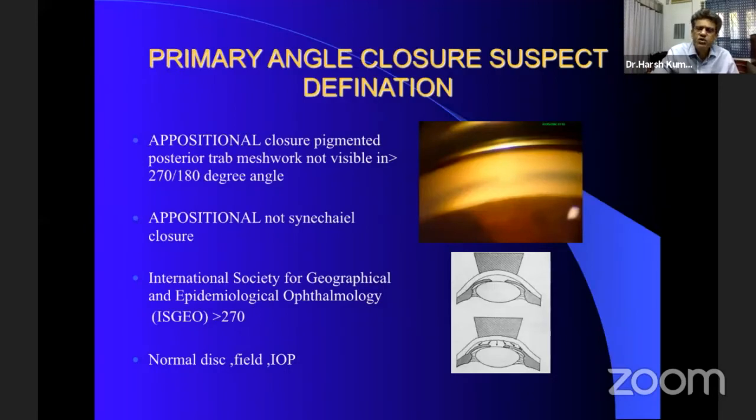Again, primary angle closure, by definition, a primary angle closure suspect will be one in which more than 270 degrees of posterior trabecular meshwork is not seen.